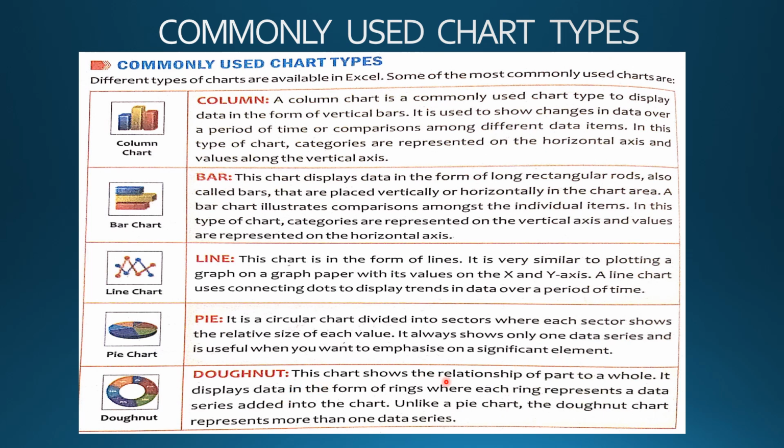Then we have the donut chart. This will show you the relationship of part to a whole. It displays data in the form of rings and each ring represents a data series added into the chart. It is not like a pie chart. The donut chart represents more than one data series. In a pie chart, you have only one data series, whereas in a donut, you can represent more than one data series. And it is, of course, in the form of a ring.